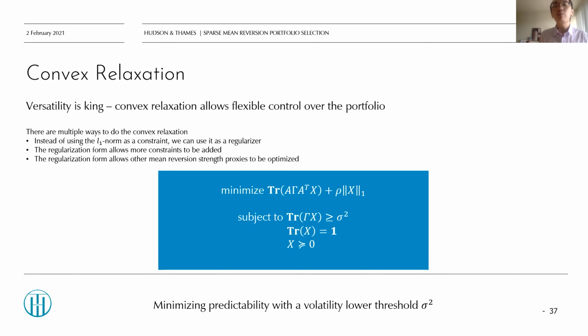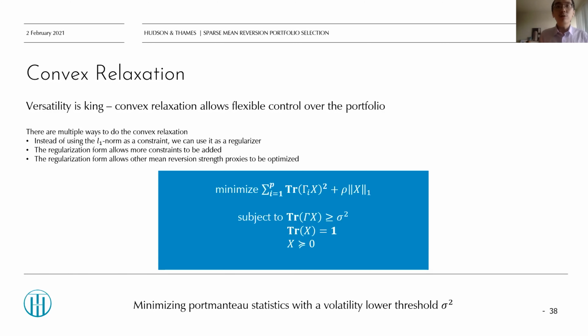For example, if we want to have a portfolio with the volatility or variance no less than sigma, which is a predefined threshold, we can just add this volatility lower threshold into the constraint and still get a reasonable solution. And we can also use other mean reversion proxies to solve this problem.